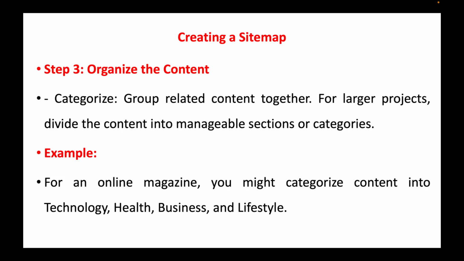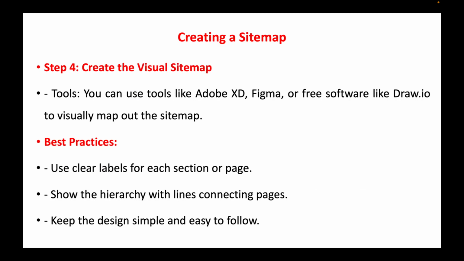Step 3, organize the content. Example, online magazine. You might categorize content into technology, health, business and lifestyle. Step 4, create the visual sitemap. You can use tools like Adobe XD, Figma, or free software like Draw.io to visually map out the sitemap.